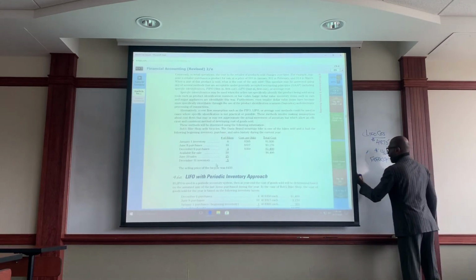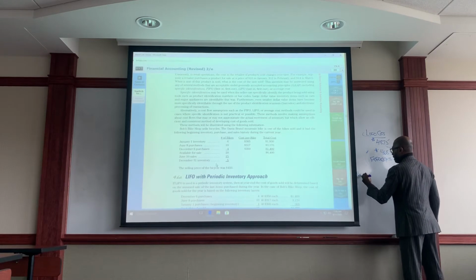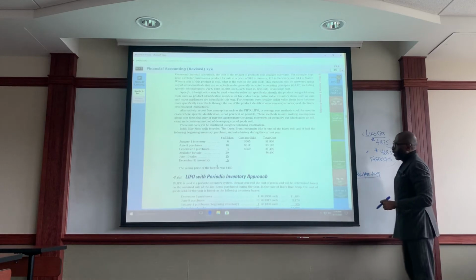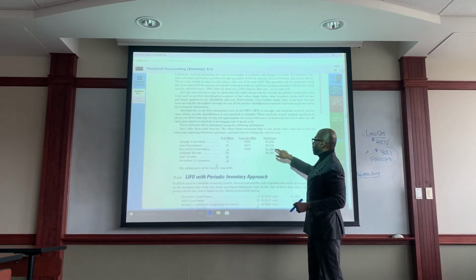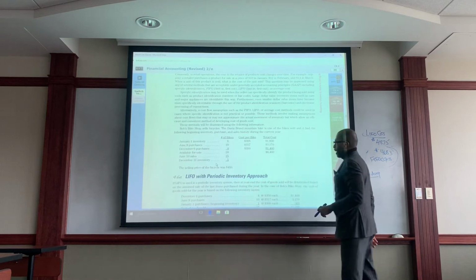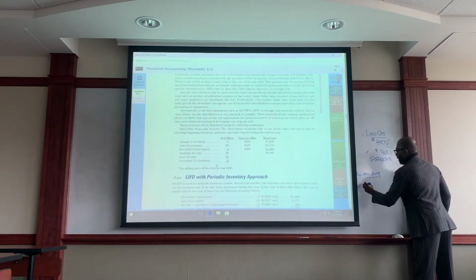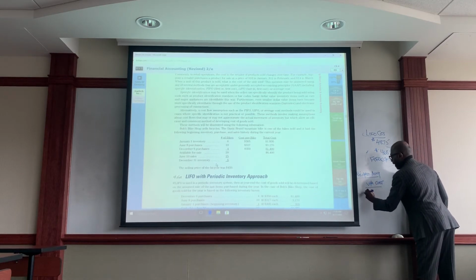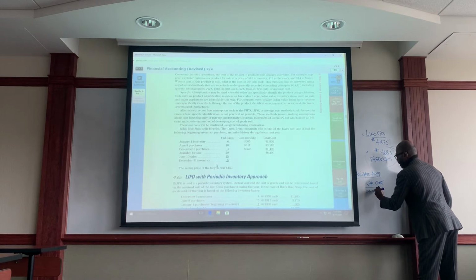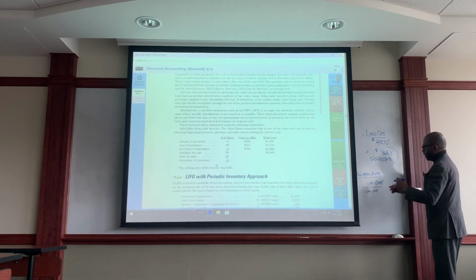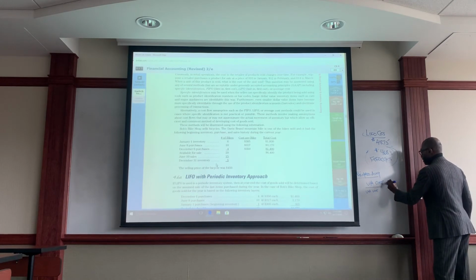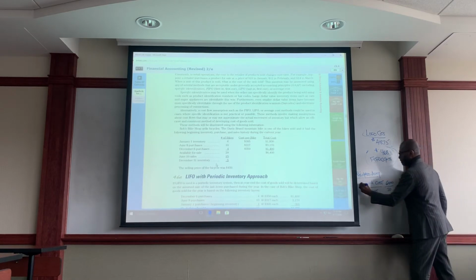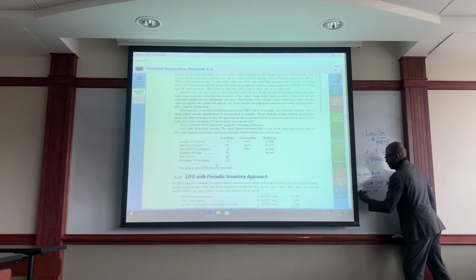Now we're going to do what's called weighted average. Weighted average is pretty simple. All you're doing is taking the weighted average cost and dividing it by the weighted average number of units, and you get the cost per unit. So you're taking the 6,400 and dividing it by the 20 units in goods available for sale.